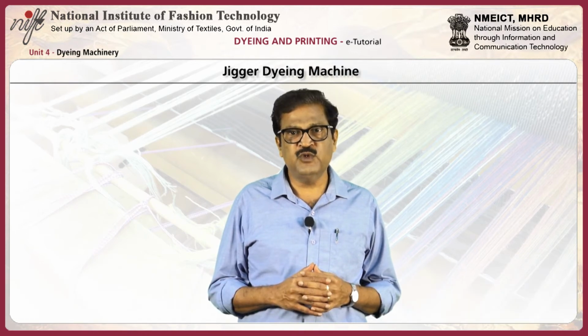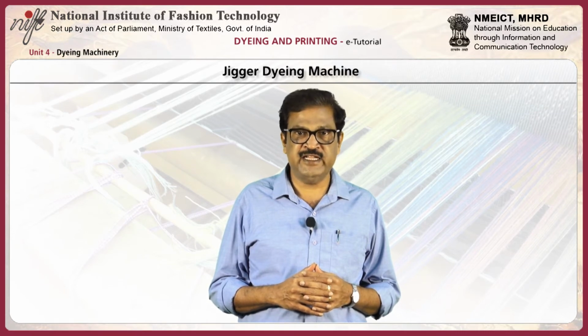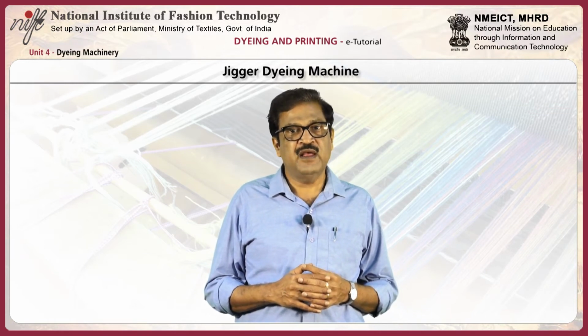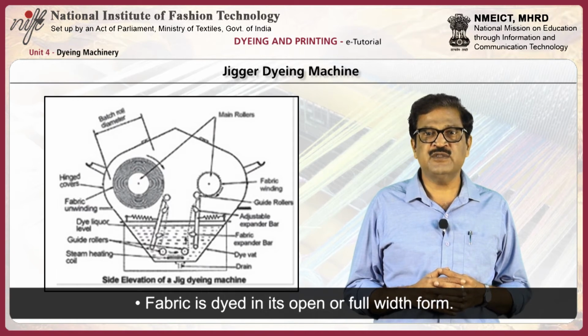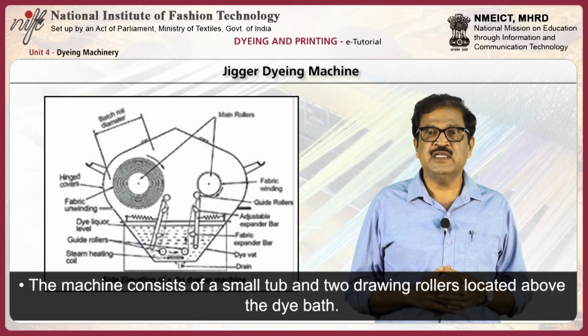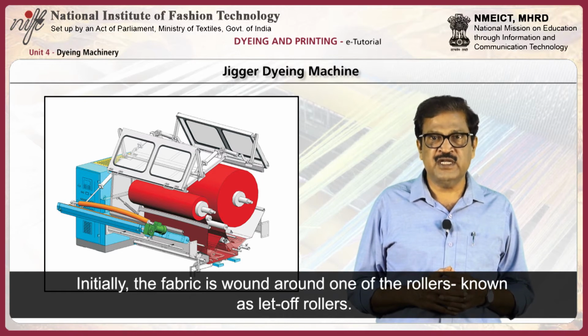Now, let us move on to learn about the jigger dyeing machines and jet dyeing machines used to dye at fabric stage. Jigger dyeing machine: fabric is dyed in its open or full width form. The machine consists of a small tub and two drawing rollers located above the dye bath. Initially, the fabric is wound around one of the rollers known as the let-off roller.